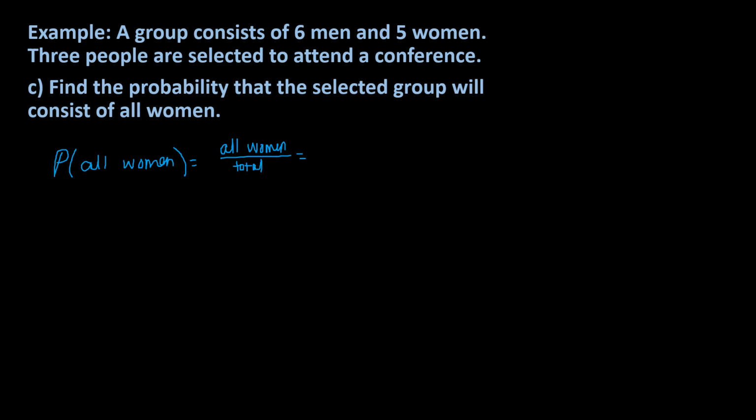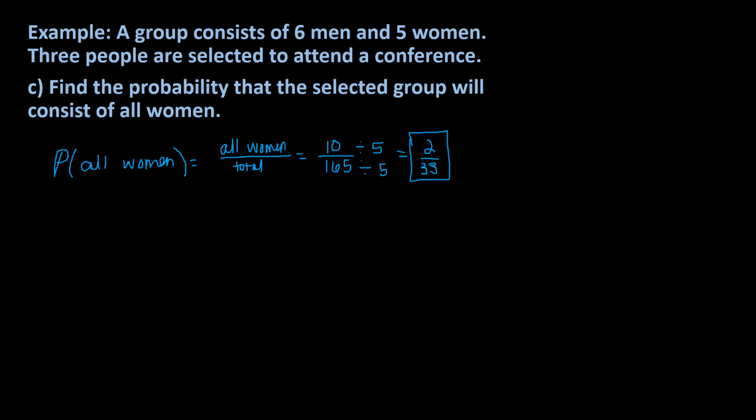So thinking about what we just did, we found that we can make 10 groups of all women. And we found that when looking at everybody in the group, we could make 165 groups. And then we simplify this. So we can divide both of these numbers by 5, and we will get 2 over 33.